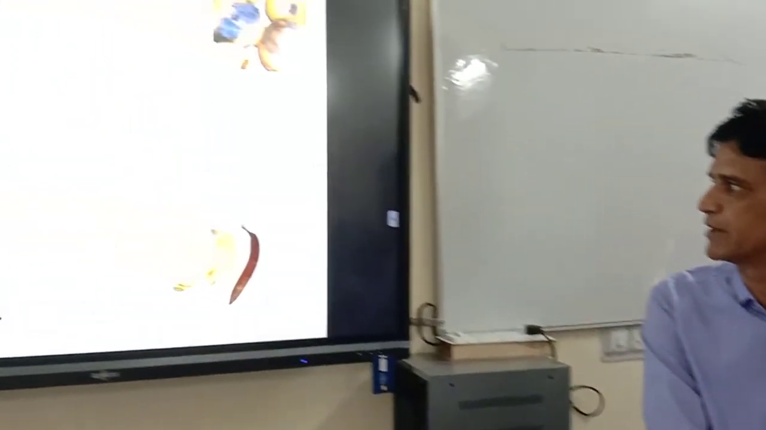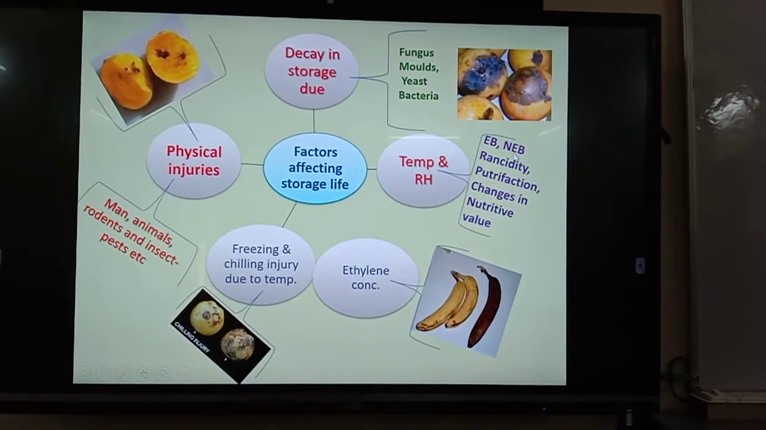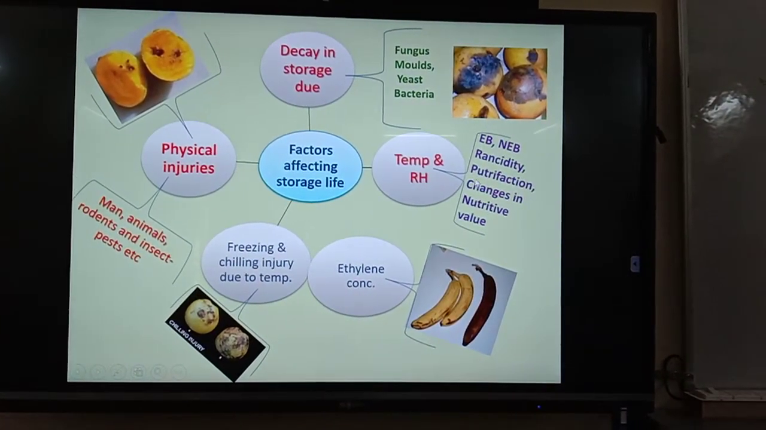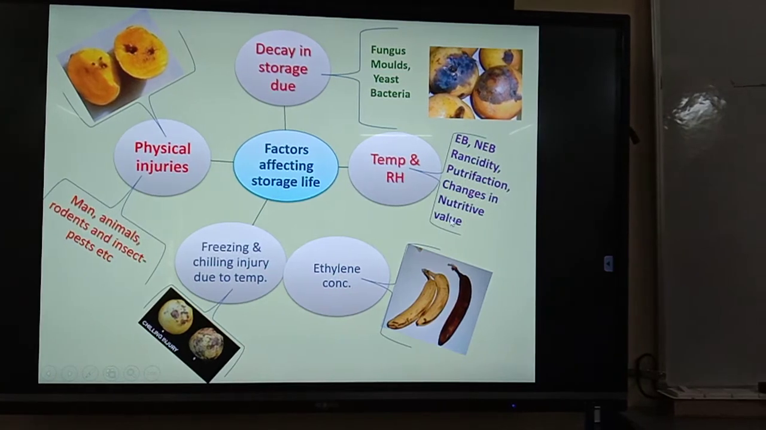Then if the temperature is high and relative humidity is low, there may be enzymatic browning, non-enzymatic browning, rancidity, putrefaction, and change in the nutritive value. These things may occur due to the high temperature and low relative humidity. So during the storage, and during the application of any method, we have to keep the temperature low and humidity high.